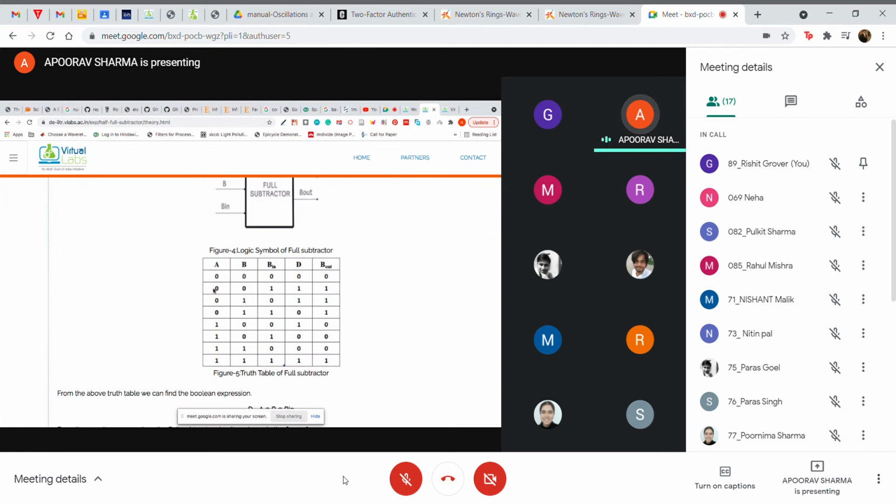So suppose your A and B bits are 0 and 0. So 0 minus 0 is 0. The result is 0. That result is now subtracted from 0. So 0 minus 0 is 0, again 0. So your difference bit is 0, and this bit is also 0.